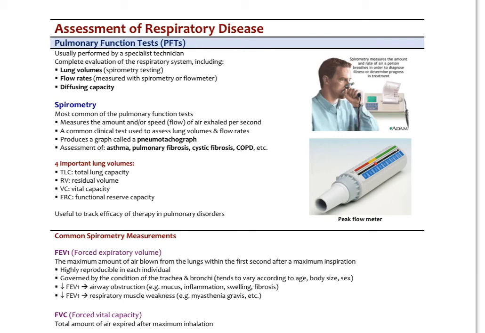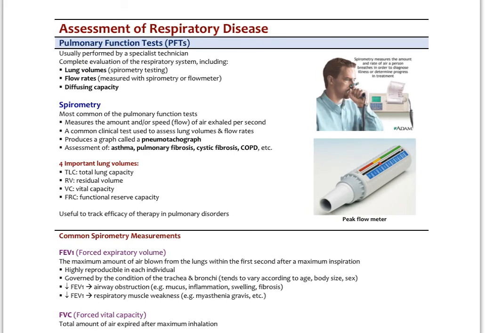But the spirometry allows for assessment of lung volumes, can assess flow rates as well as diffusing capacity of the lungs. So spirometry basically is going to measure the amount and the speed of airflow that's exhaled per second. So we can see how quickly a person can exhale and how much they can actually inhale and exhale in total.